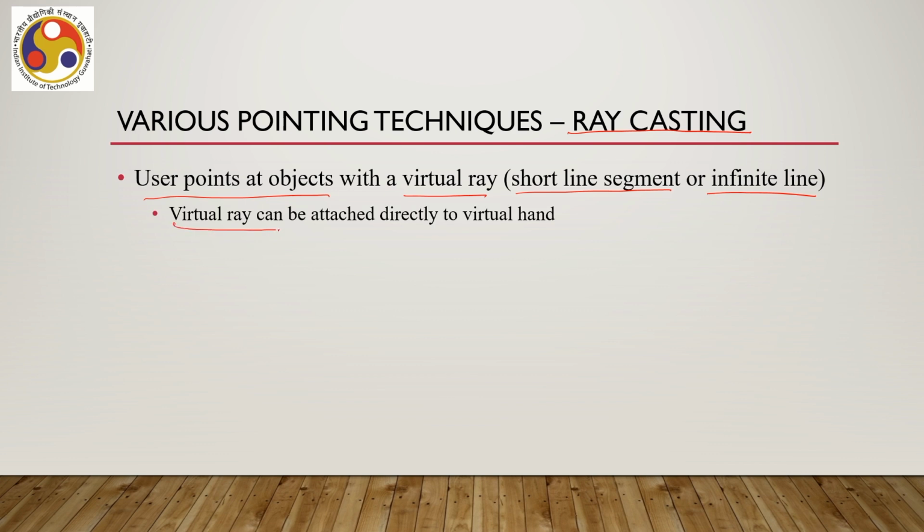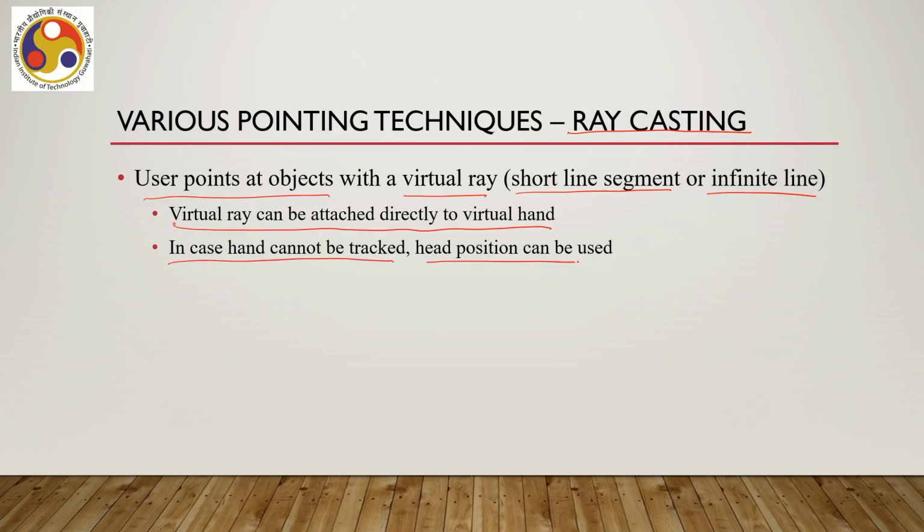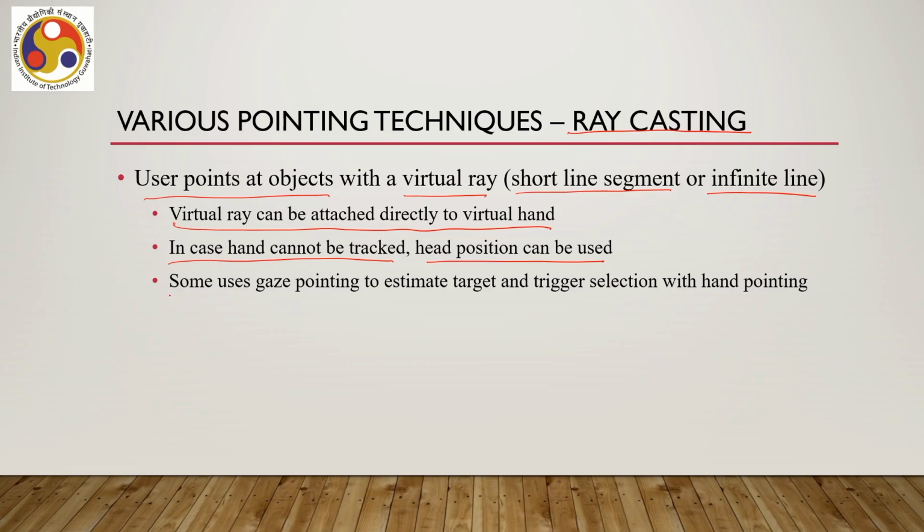The virtual ray can be attached directly to the virtual hand or head or eye, depending on the device we are using. In case the hand cannot be tracked, head position can be used, or eye gaze can be tracked, as we have seen. Some use gaze pointing to estimate the target and trigger selection with hand pointing. So, a combination of gaze pointing and hand pointing are both used.